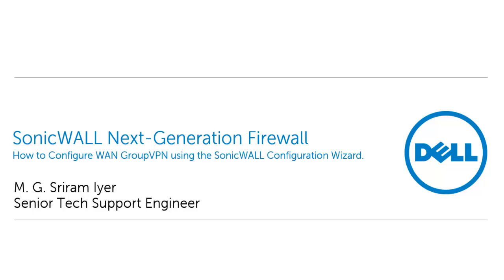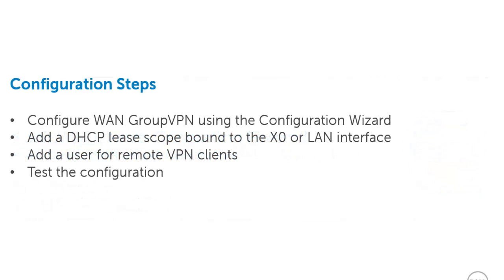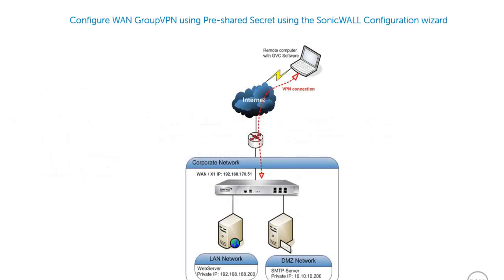In this video, I'm going to show you how to configure WAN GroupVPN using pre-shared secret using the SonicWALL configuration wizard. The SonicWALL configuration wizard helps you to quickly and easily configure various features of the SonicWALL security appliance. These are the steps to configure WAN GroupVPN using the wizard. Configure WAN GroupVPN using the configuration wizard. Add a DHCP lease scope bound to the X0 or LAN interface. Add a user for remote VPN clients. Test the configuration by connecting using the SonicWALL Global VPN client software.